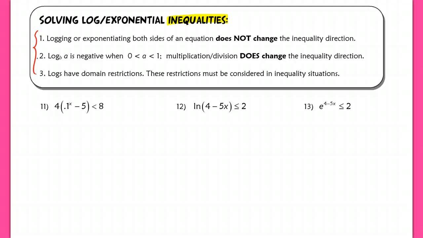So first up, when you log or exponentiate both sides of an equation, it does not change the inequality's direction. Okay? So logging or exponentiating an equation doesn't change the inequality. But if you take a log base b of a and it's negative, so it's only negative when a is between 0 and 1, then the multiplication or the division of that equation does change the inequality direction.